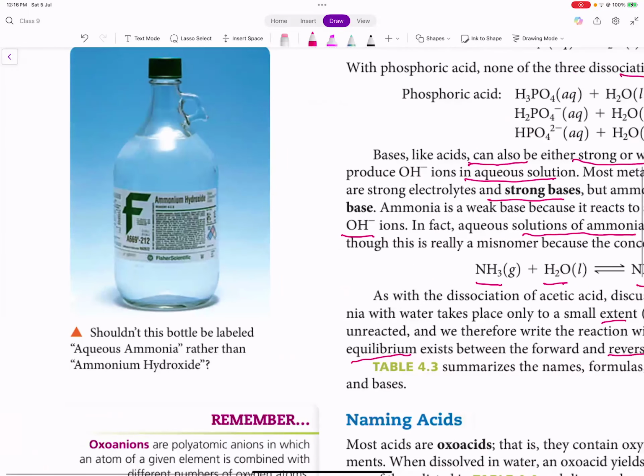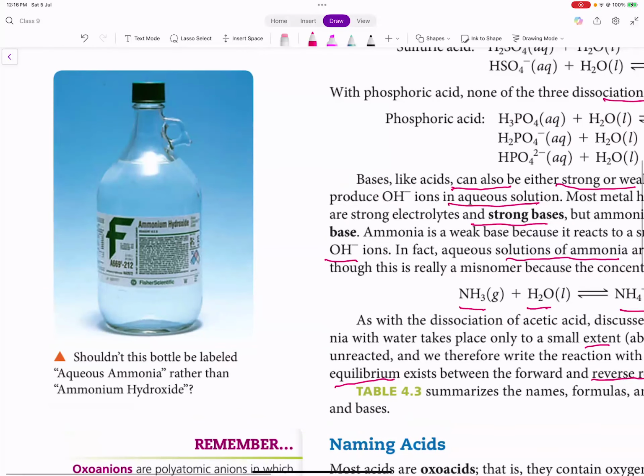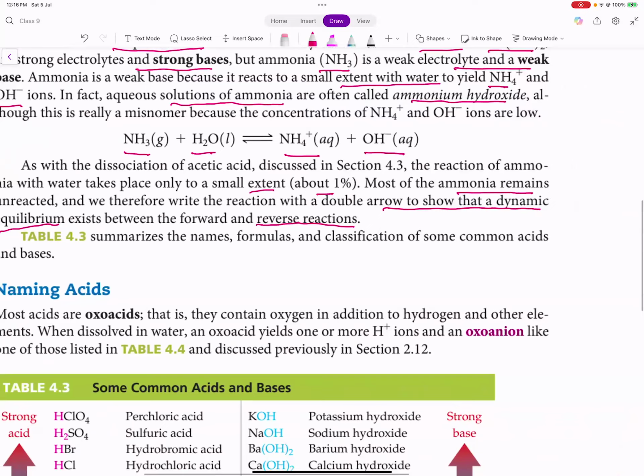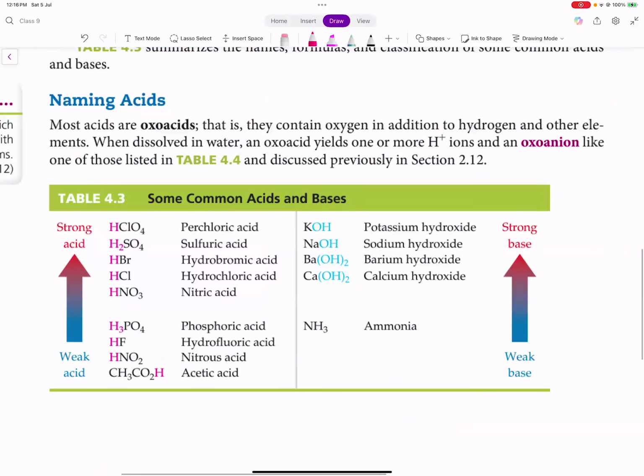So see, this is aqueous ammonia. They have labeled it ammonium hydroxide, but anyways. Now again, naming acids. Most acids are oxo acids. That is, they contain oxygen in addition to hydrogen. So when dissolved, an oxo acid produces one or more H plus ions and an oxo anion, like the ones listed in this table.